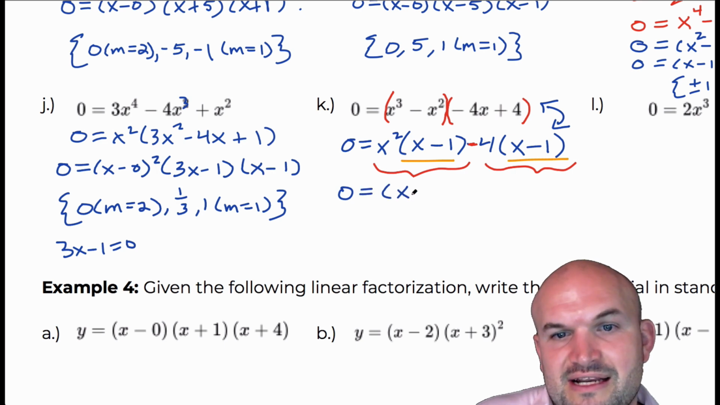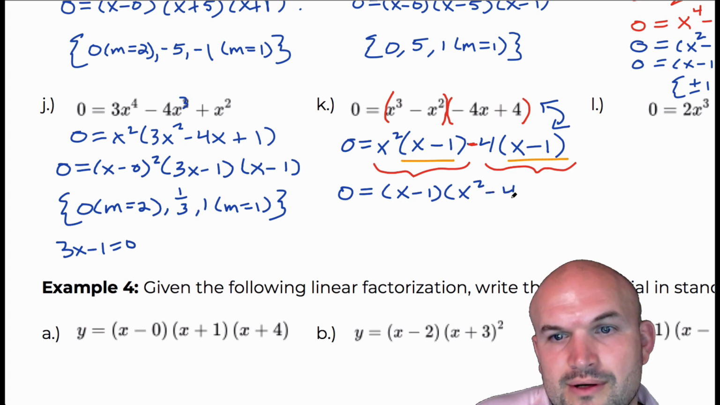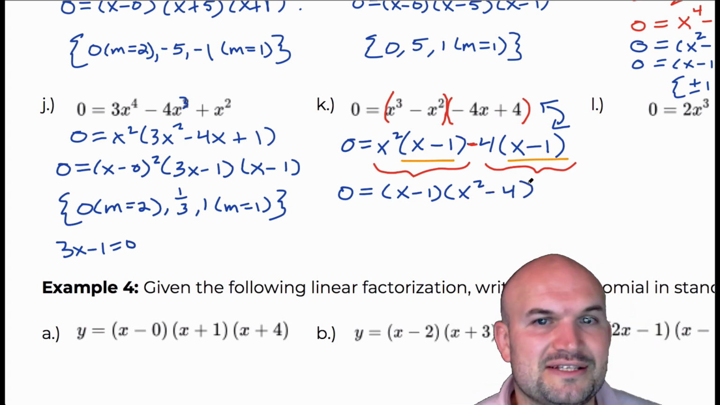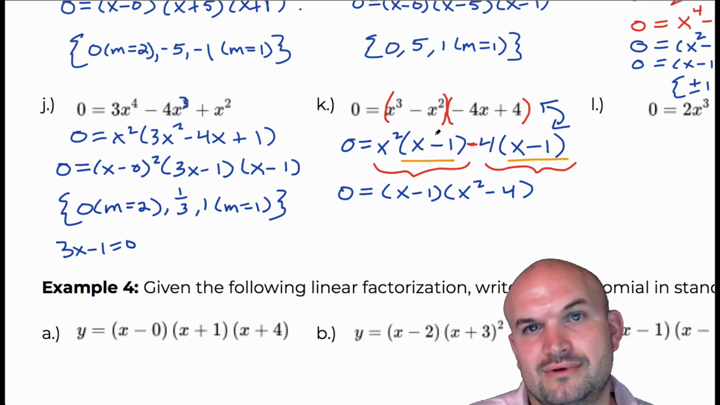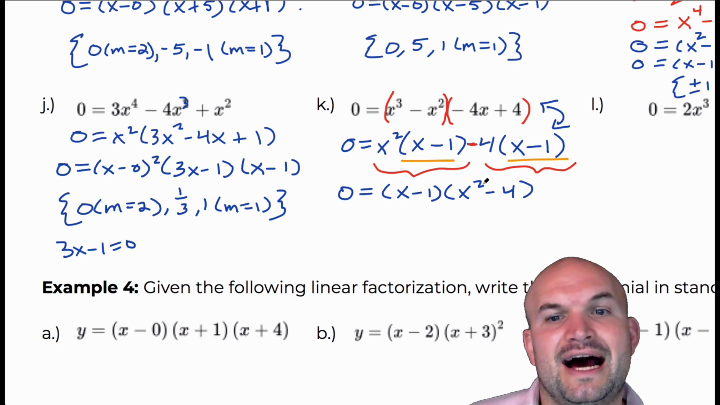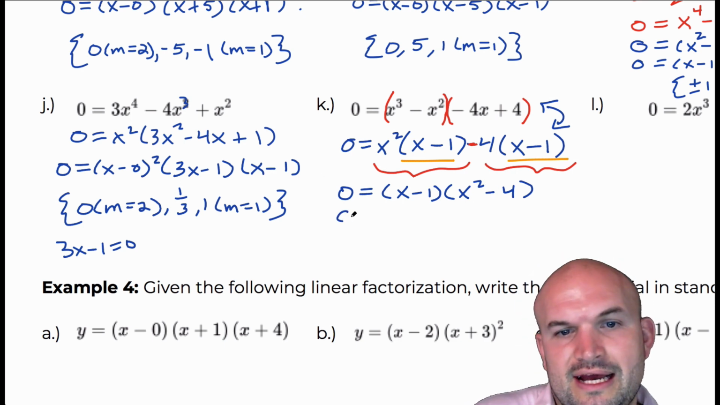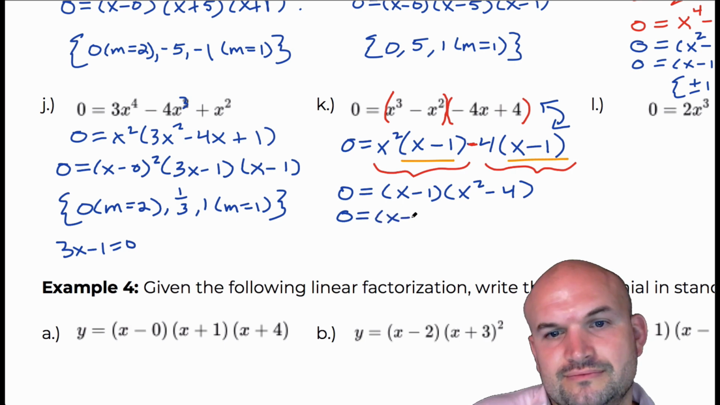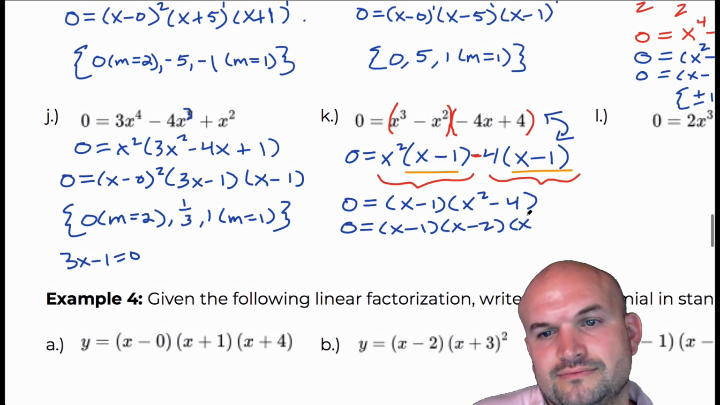So what that means is I can factor out the x minus 1. So I have x minus 1 times x squared minus 4. Now again, if you still don't like this, multiply this out. You're going to get this expression, okay? You're going to get that expression. But now we're at a point where I can solve this. Now, I probably want to get rid of that squared here and write that as linear factorization. So I just do x minus 2 times x plus 2.